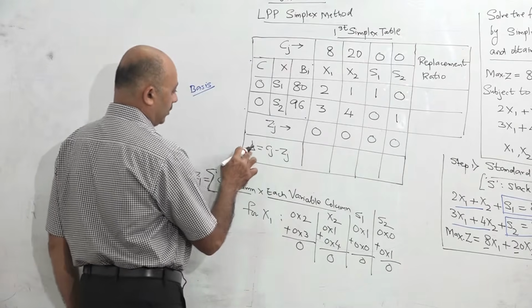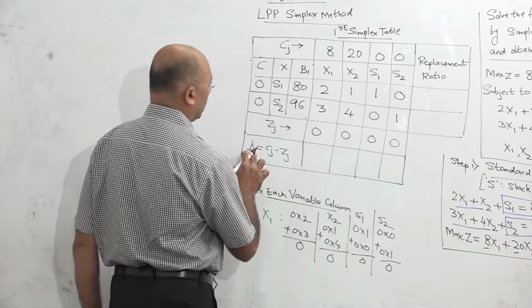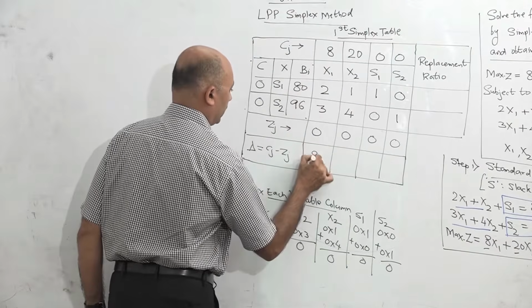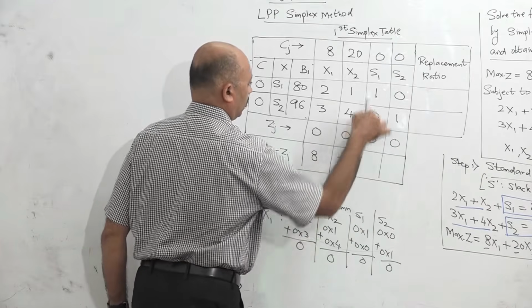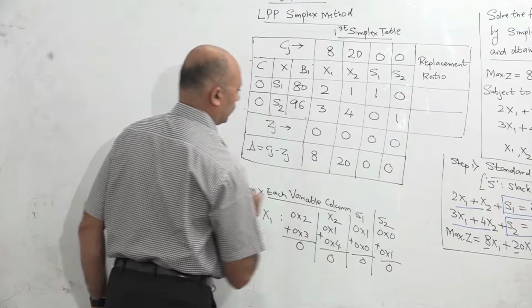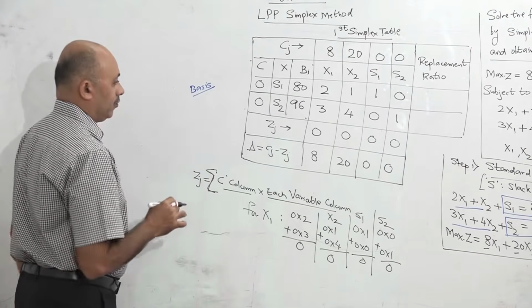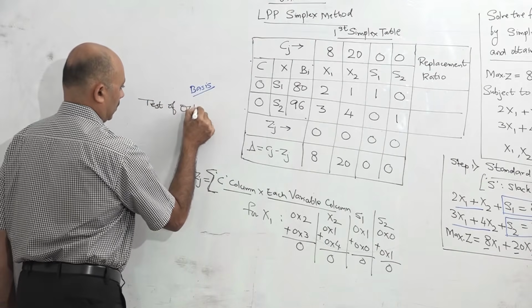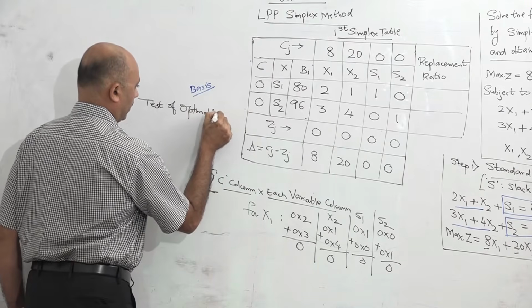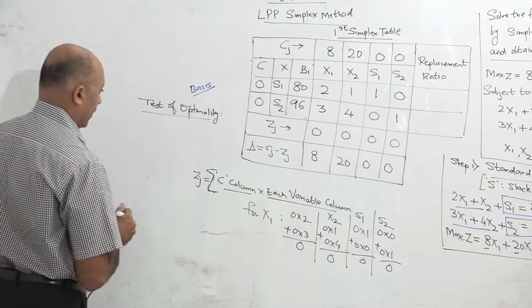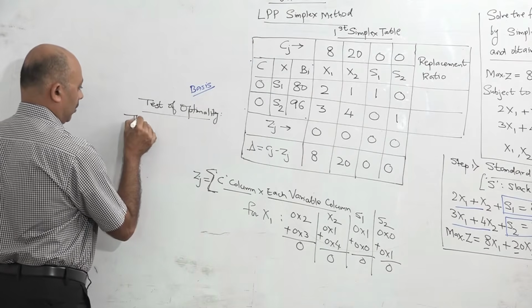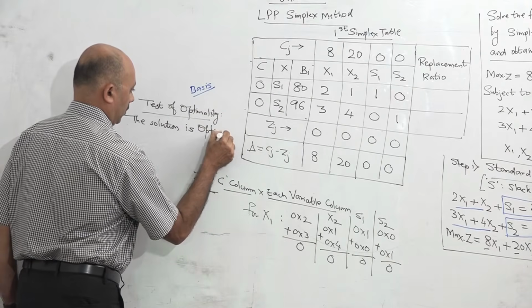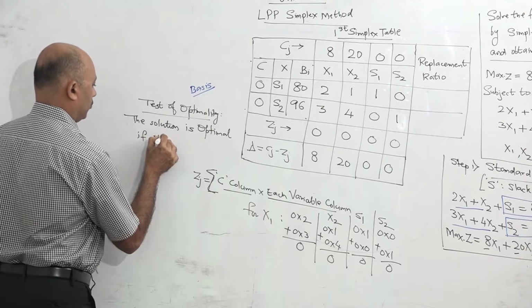And this is called delta. Delta is called opportunity cost. So for every column, delta is Cj minus Zj. So it is 8 minus 0, 8; 20 minus 0, 20; 0 minus 0, 0; 0 minus 0, 0. Okay. So now we have completed the first table. After this, we apply the test of optimality. Whenever you complete the table and find the delta values, then you apply the test of optimality. And the test of optimality is: the solution is optimal if no positive delta.